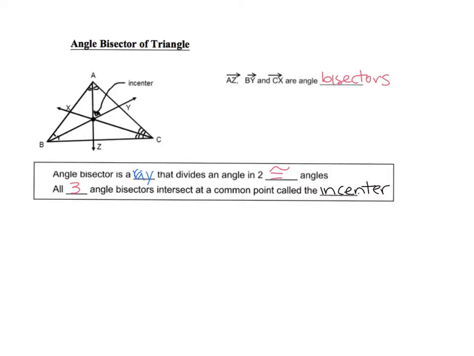So as you can tell here, you can see these markings. Angle B here is split into two equal pieces. Angle A up here is split into two congruent pieces. And then angle C is also split into two congruent pieces. All three angle bisectors intersect at a common point, and this point is known as the incenter.